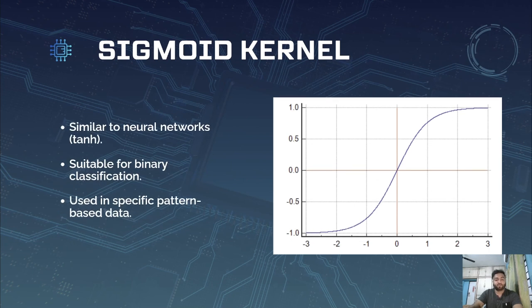Lastly, we have the sigmoid kernel, which is based on the hyperbolic tangent or tanh function. This kernel is similar to the activation function used in neural networks. It's typically used for binary classification, but is not as widely used as the RBF or polynomial kernels. However, it can be useful in some specialized tasks.